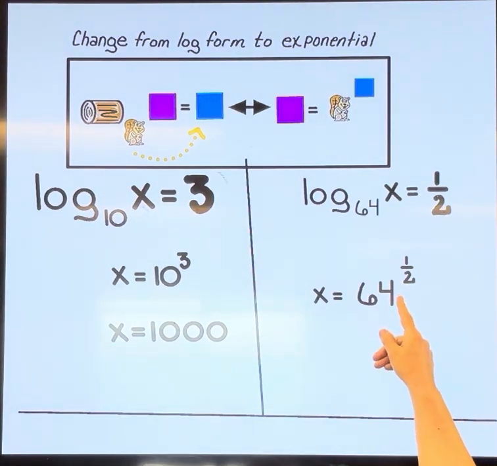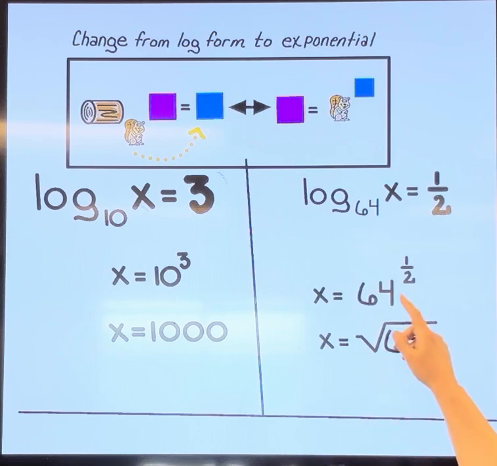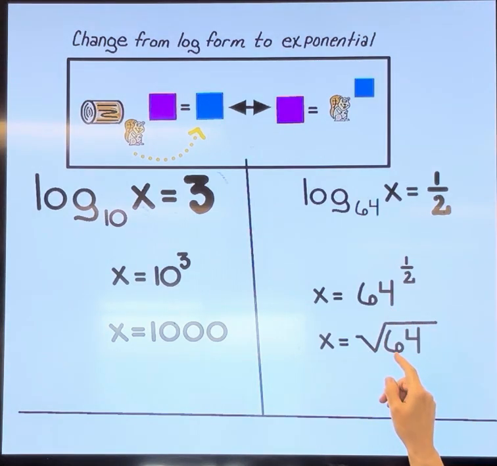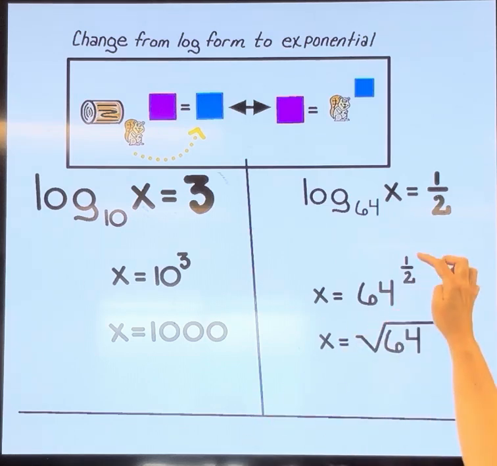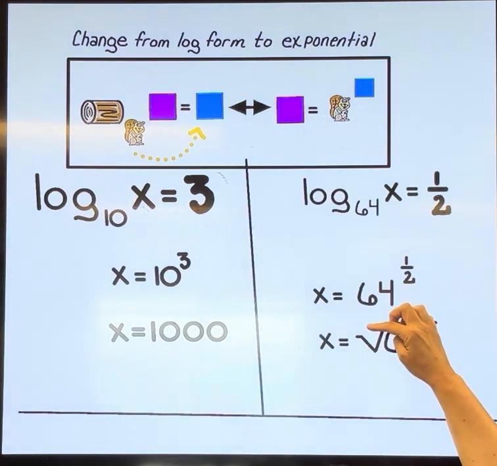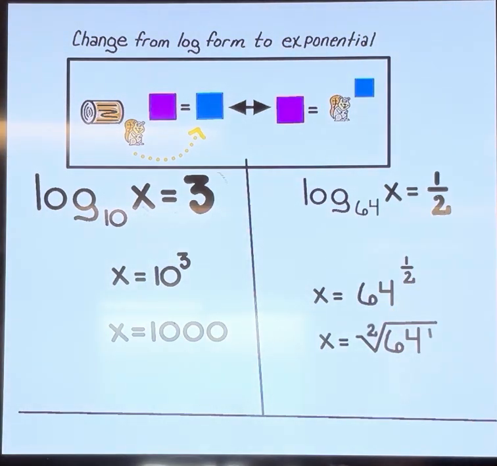A quick reminder of evaluating. When you have an exponent that's a fraction, it is a root. So I have the root of 64. Now where do these numbers go? Inside, outside. The numerator goes on the inside and the denominator goes on the outside. So this is 64 to the first power, and then I have the square root, which of course is 8.